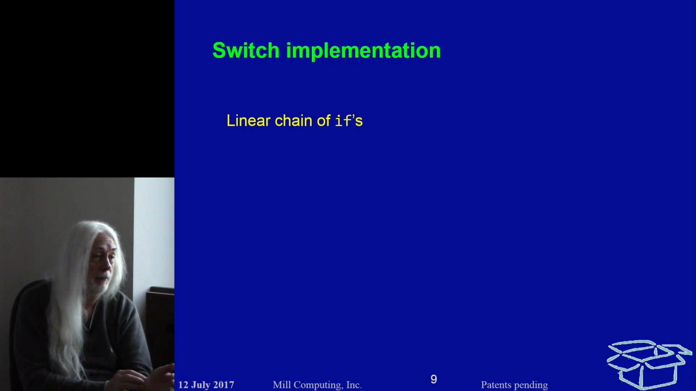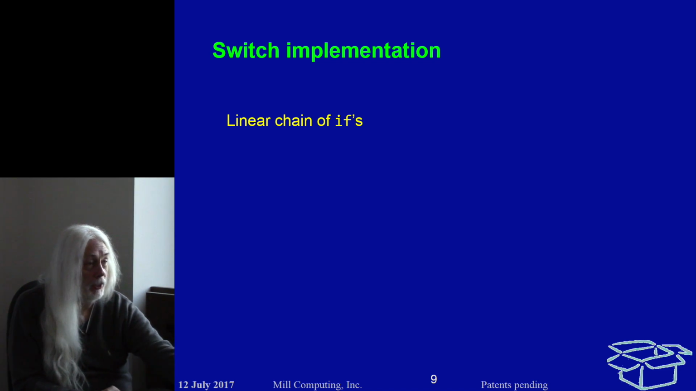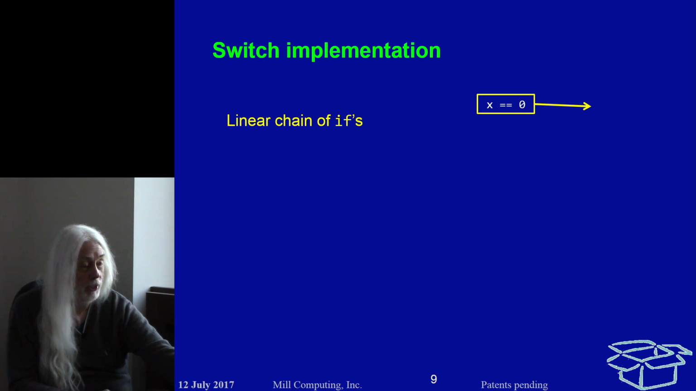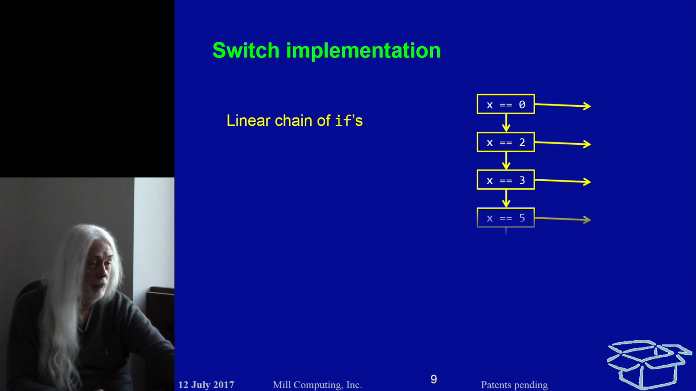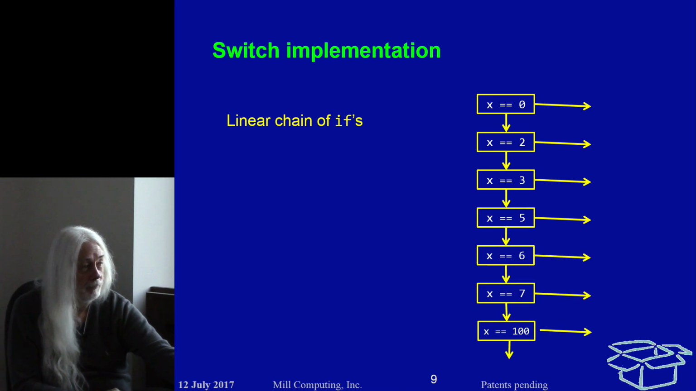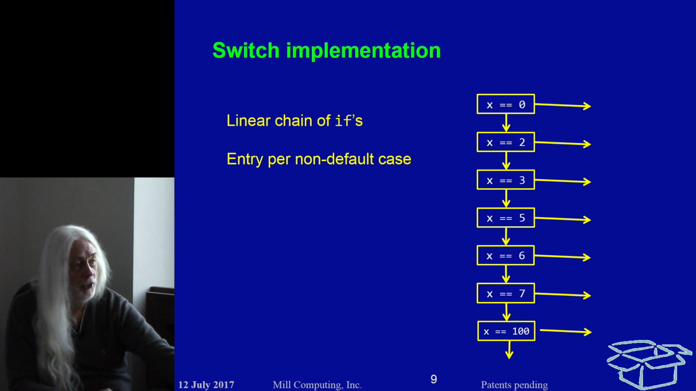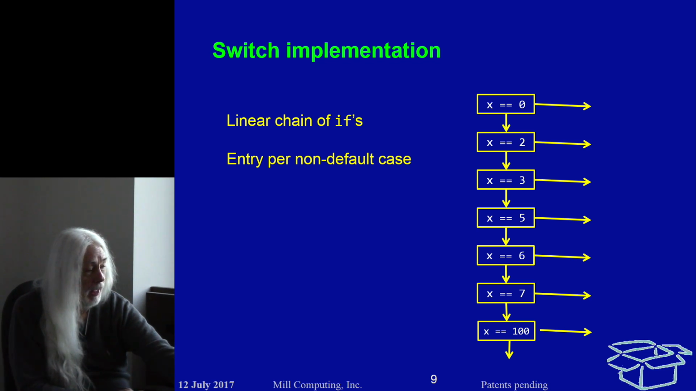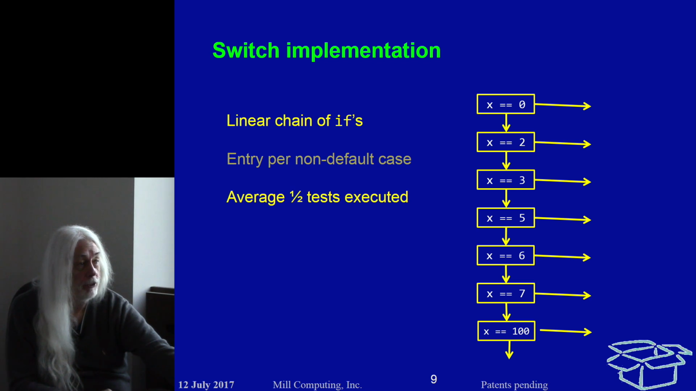Now there's a bunch of ways to implement a switch. The classic and simplest way is you simply do an if test for each of the cases. 1, 2, 3, 4, down you go. So that gives you a linear chain. In the case of our example, we would first test to see if x was 0 and we go somewhere. And if that's not, we check to see if x is 2 and then we go to its target. You get all of them. There is one test for each non-default case. And on the average, because it's just a chain of ifs, you will wind up doing half of the tests.